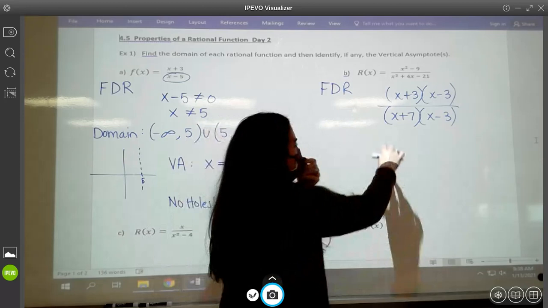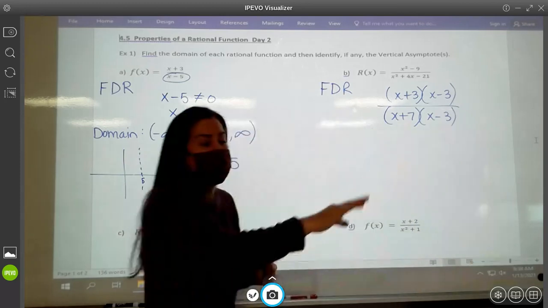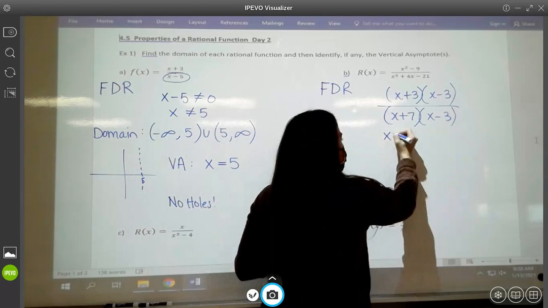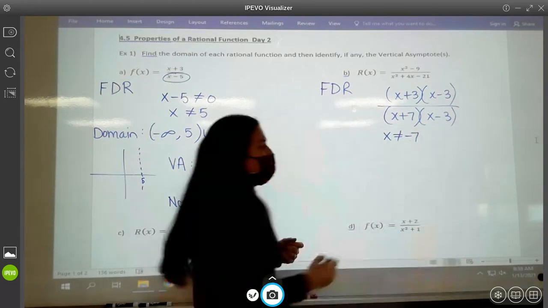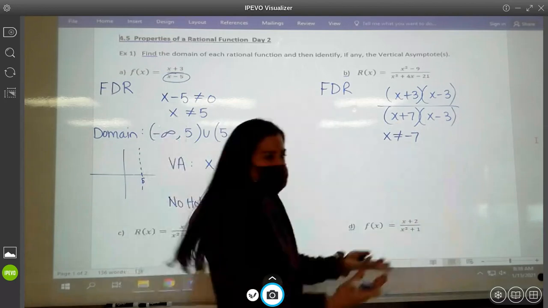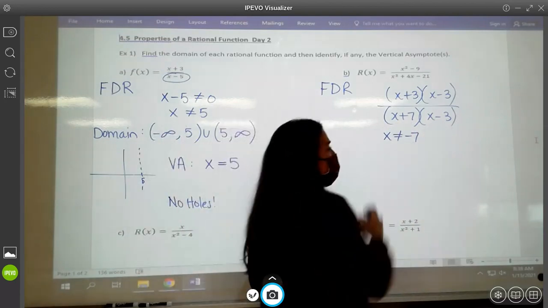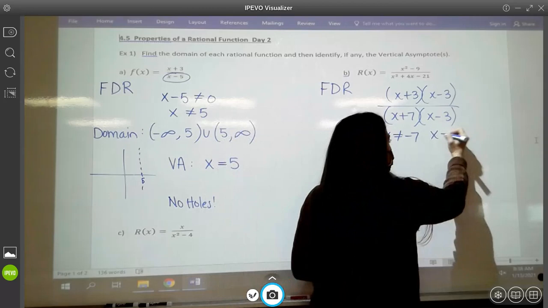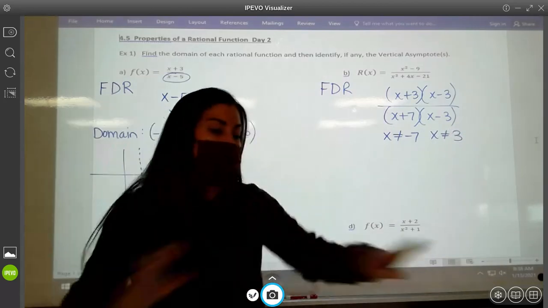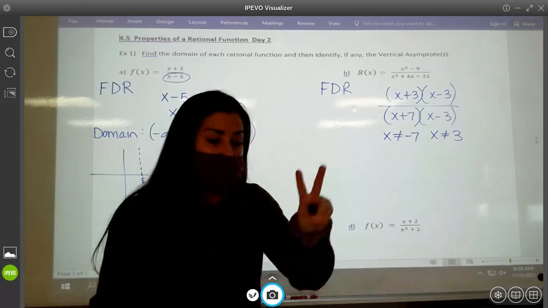All right, so my domain. Who would I not want to plug in for X? I do not want to make my bottom equal 0. So that means I definitely don't want X to be -7 because that would make that factor 0. And then 0 times this would be 0. And I definitely don't want to make this factor 0. So that means X cannot be 3. So right now you have 2 numbers that you would never want to plug into this function. So you have 2 bad guys.